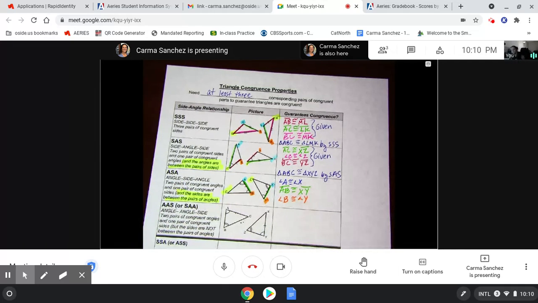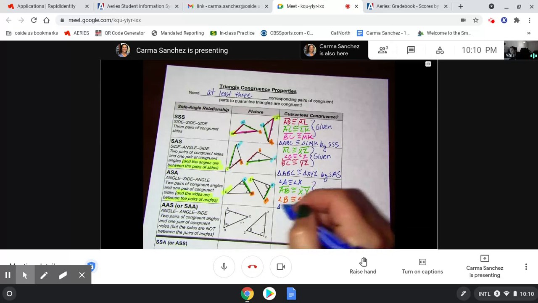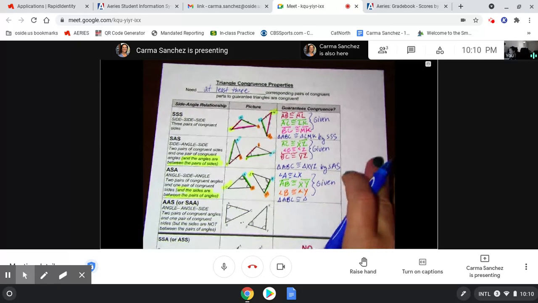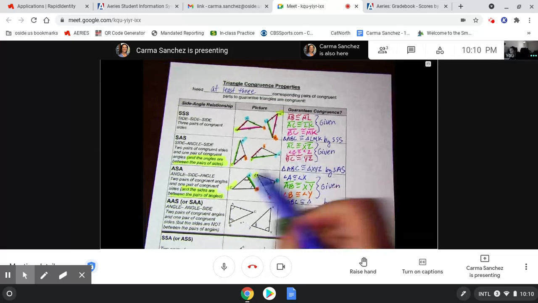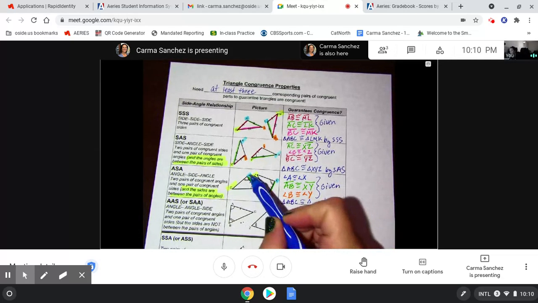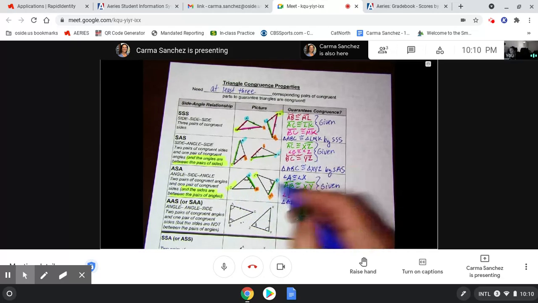for congruency. What's my reason for this? They were given in the image. And I can now say that triangle ABC is congruent to triangle. Pause the video, see if you can get the letters on your own. And this is going to be by angle, side, angle. Okay, how'd you do? ABC is blue, orange, yellow. So blue, orange, yellow is XYZ.